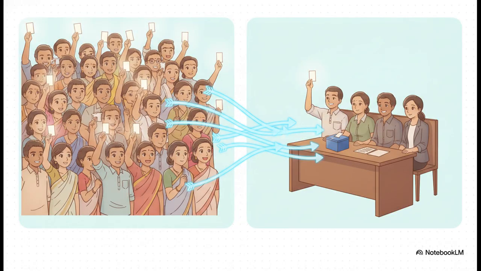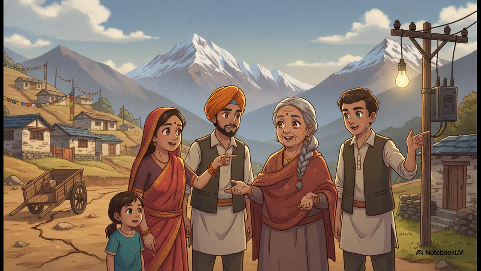Now, we have to clear something up right away because these 2 terms get mixed up all the time. The Gram Sabha? Those are the voters. Basically, any adult in the village aged 18 and older, they hold the voting power. The Grampanchayat, on the other hand, well, those are the actual leaders and representatives elected by the Gram Sabha to run things. Let's bring this down to earth and make it real.